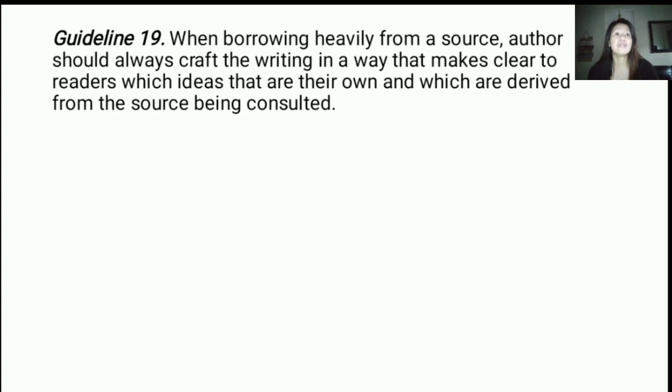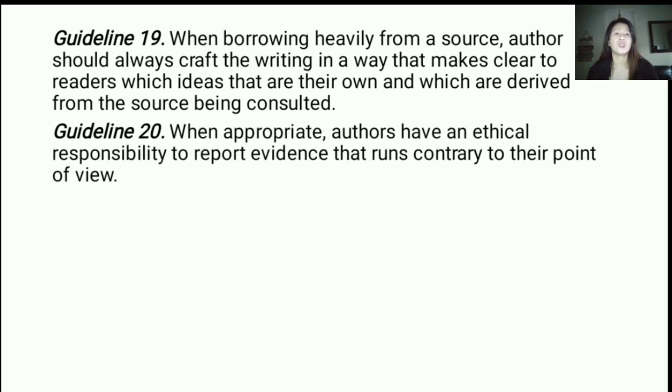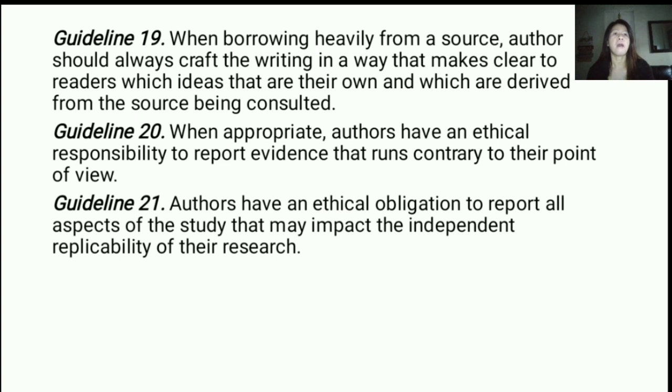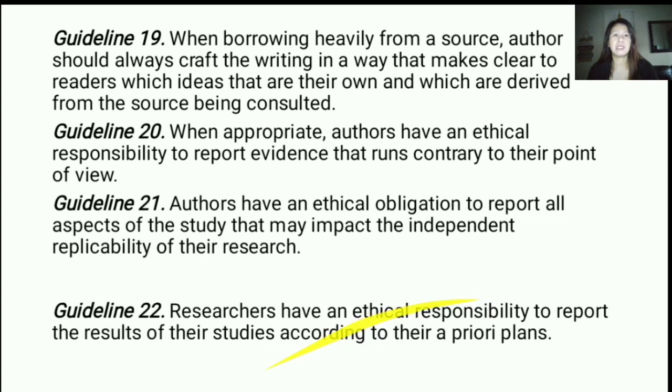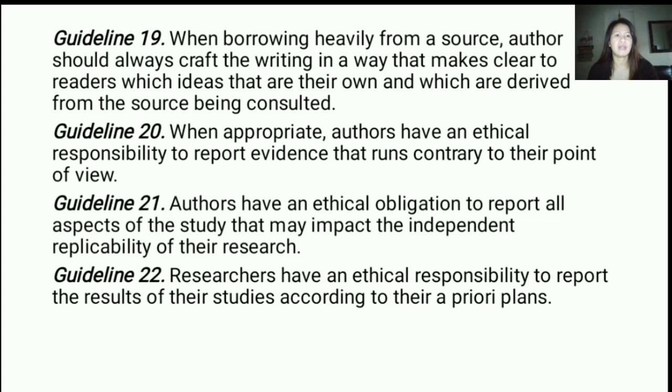19, when borrowing heavily from a source, authors should always craft the writing in a way that makes clear to readers which ideas are their own and which are derived from the source being consulted. 20, when appropriate, authors have an ethical responsibility to report evidence that runs contrary to their point of view. 21, authors must have an ethical obligation to report all aspects of the study that may impact the independent replicability of the research. 22, researchers have an ethical responsibility to report the results of their studies according to their a priori plans.